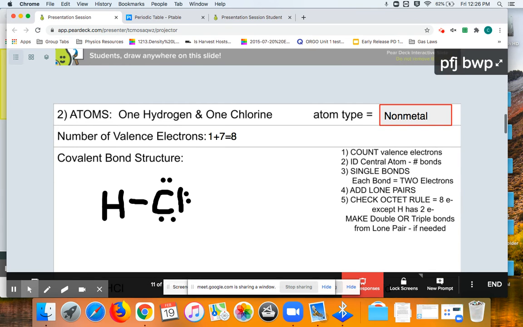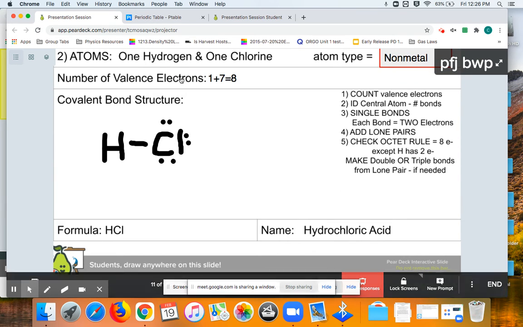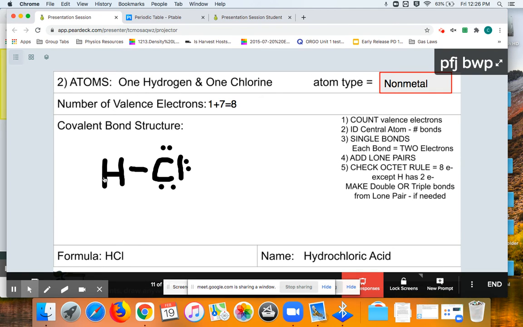So end of the day, this person has been finished for a while. End of the day, this one looks great. This is what your final answer should look like. We have H. It is connected to the single bond. The single bond is 2 electrons. So H has 2 electrons surrounding it, which is what it wants to be happy.